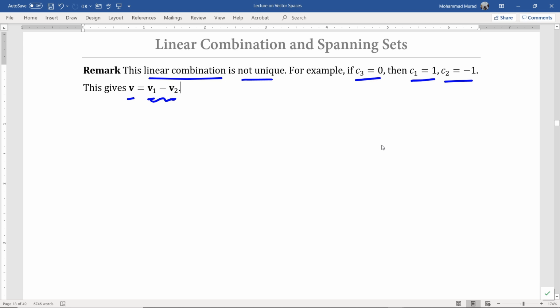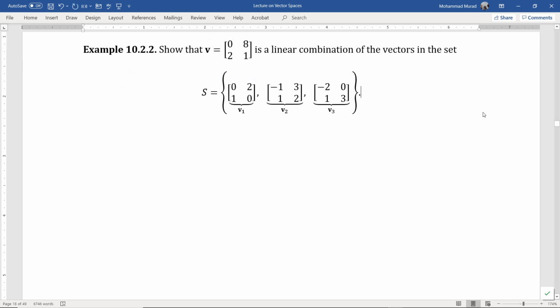Let's have a look at another example. We want to show that the vector, in fact the matrix, which is taken from the vector space M sub 2,2, is a linear combination of the vectors in the set S. In short, we want to show that the matrix V is a linear combination of the matrices in the set S.